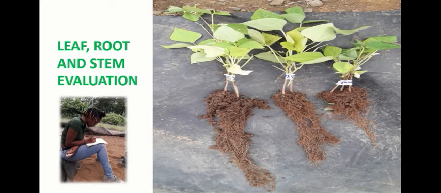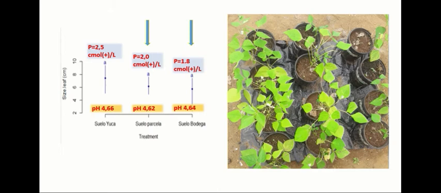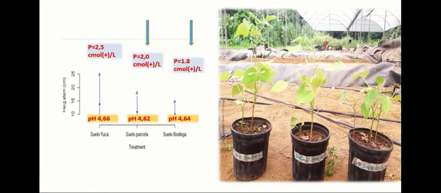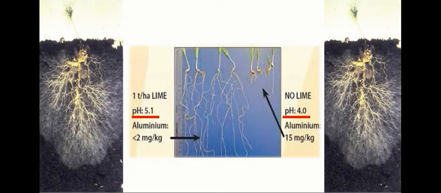Leaf, root, and stem evaluation. Though there were no statistical differences, it was observed that soils with lower phosphorus and pH content had less growth in the leaf, in the stem, and roots. This is because low pH levels affect many of the processes necessary for life, such as nutrient uptake and symbiotic relationships, where phosphorus is involved in energy transfer, photosynthesis, transformation of sugar, and nutrient movement within the plant.